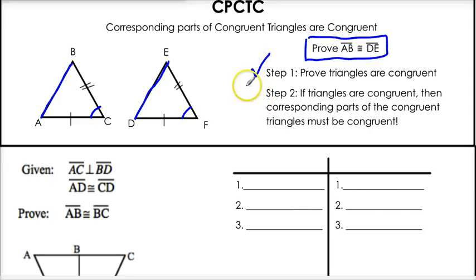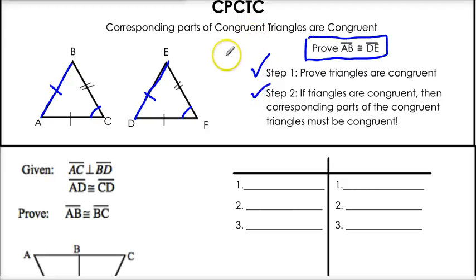First you prove that triangles are congruent. So right here, I know they're congruent because it's side, angle, side. So now that I know they're congruent, then I know that AB must be congruent to DE because corresponding parts of congruent triangles are congruent. If you need to rewatch that, do that.